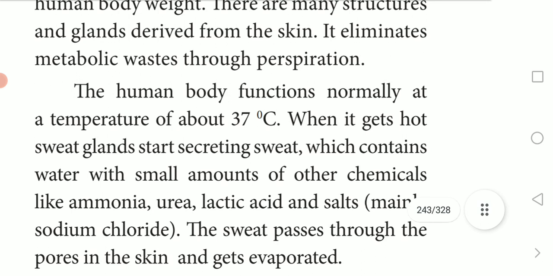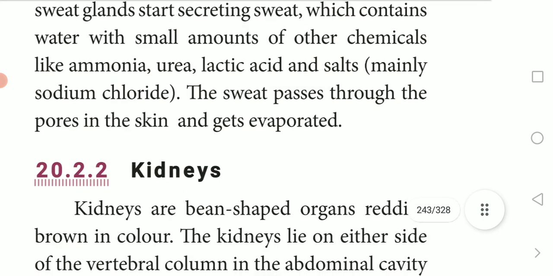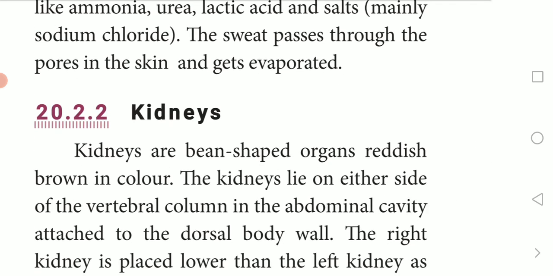The next topic is the excretory system. Which organs are involved in the excretory system? A pair of kidneys is used in the excretory system. And the skin is also used as an excretory organ. What does the skin do?